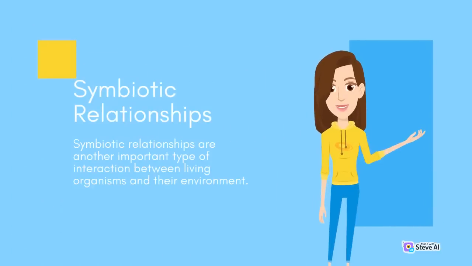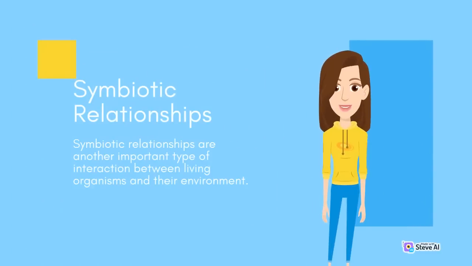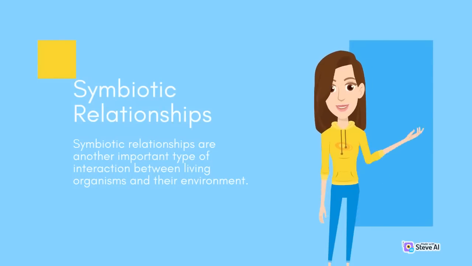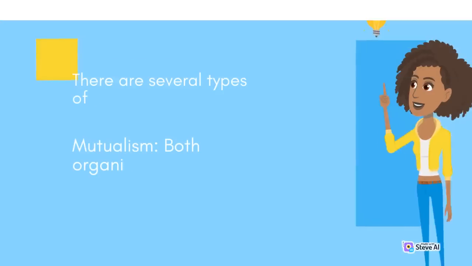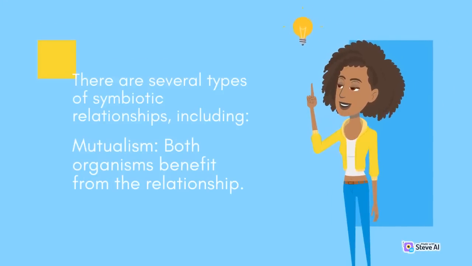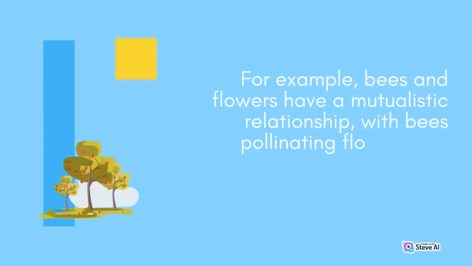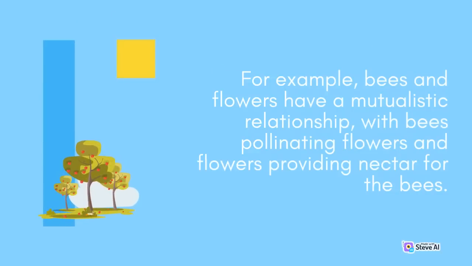Symbiotic relationships. Symbiotic relationships are another important type of interaction between living organisms and their environment. In these relationships, two or more organisms live together in a mutually beneficial partnership. There are several types of symbiotic relationships, including mutualism, where both organisms benefit from the relationship. For example, bees and flowers have a mutualistic relationship, with bees pollinating flowers and flowers providing nectar for the bees.